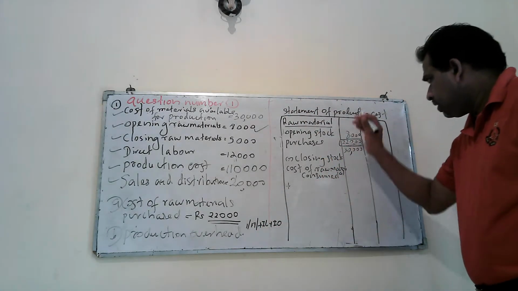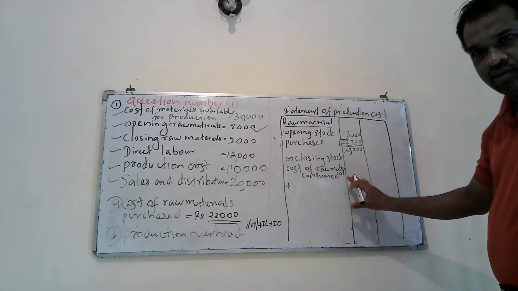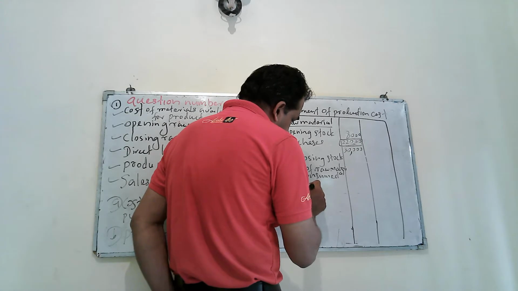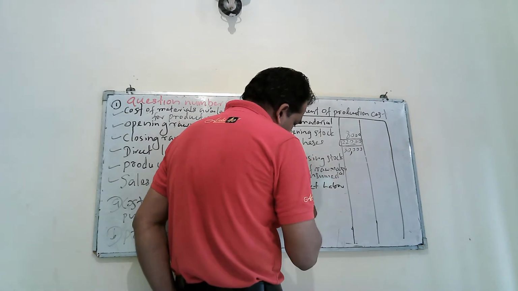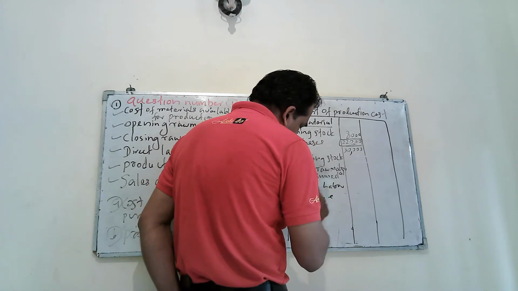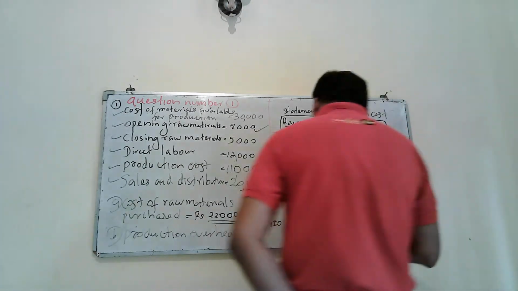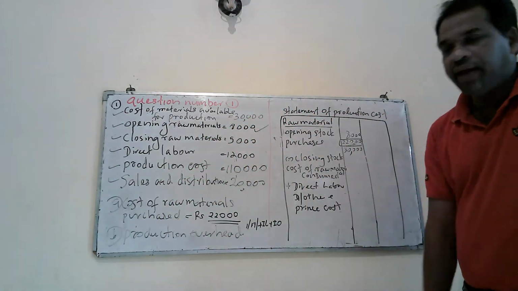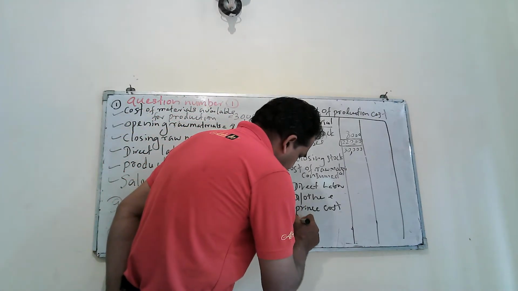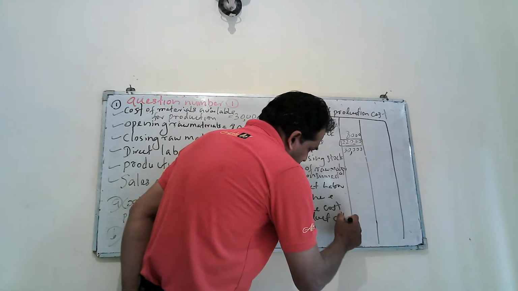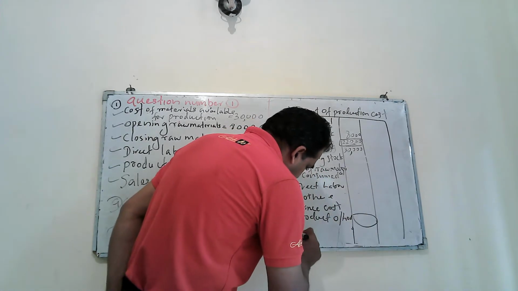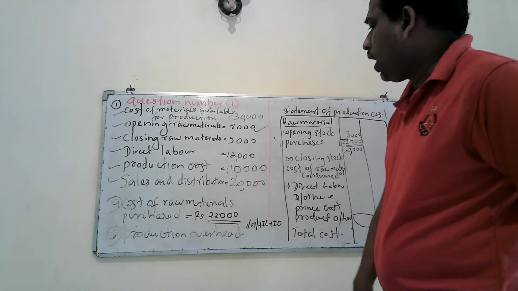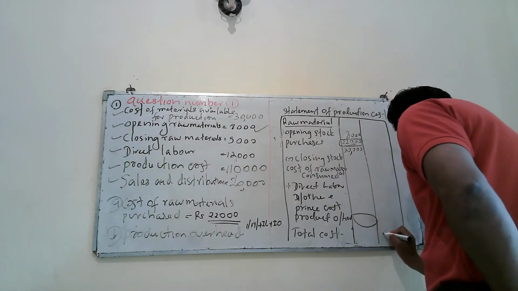This is the format for total production cost. Here we take cost of raw material consumed, then direct labor, then direct other expenses. Then you take prime cost here. Prime cost means the total direct cost. Finally we take production overhead. We have to find this value. Then total production cost you are given in the question, that is 110,000, so we mention 110,000 here.